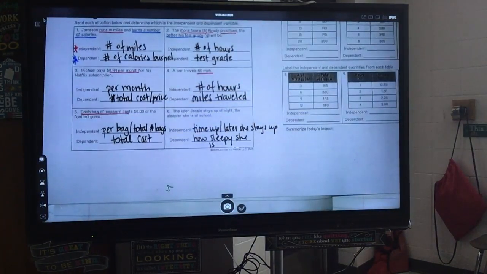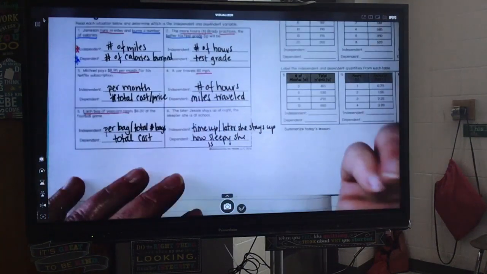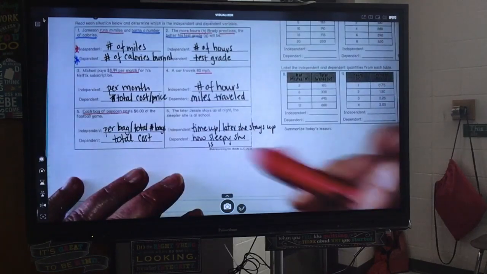Alright, and then what is our independent in our question? What did you guys underline?